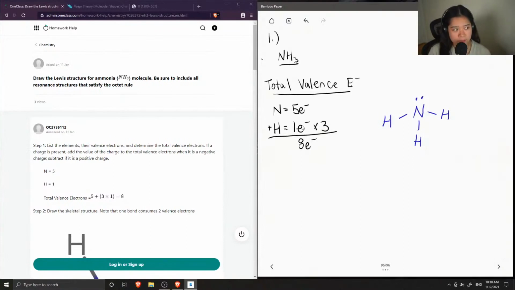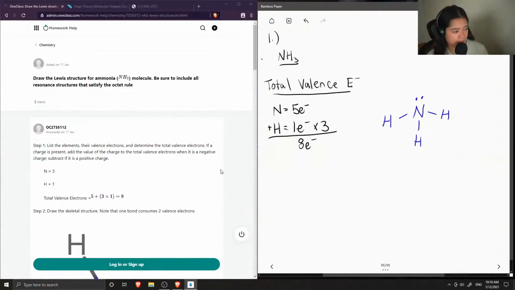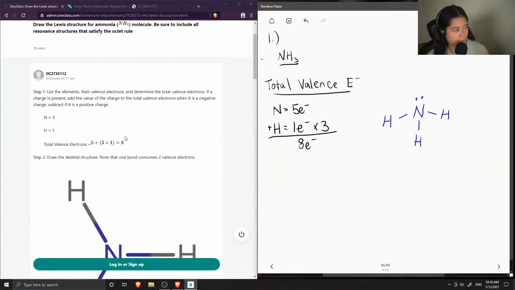Okay, so now I have a Lewis structure for ammonia, and there's no charge on the molecule as well, so that means there are no other resonance structures. So let's just see what the junior tutor said.